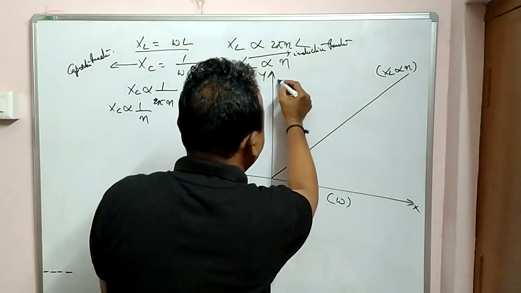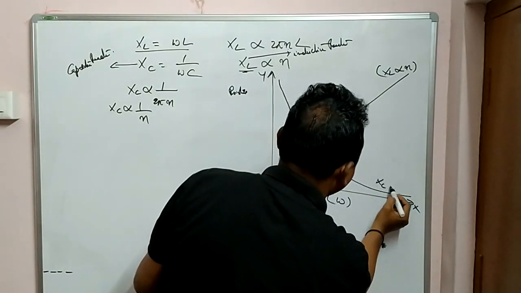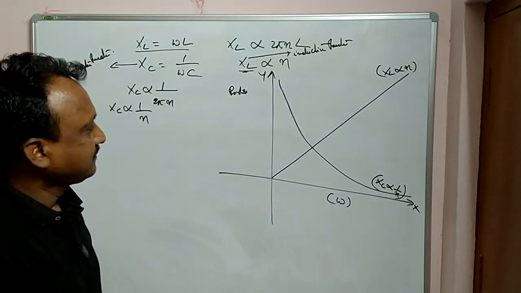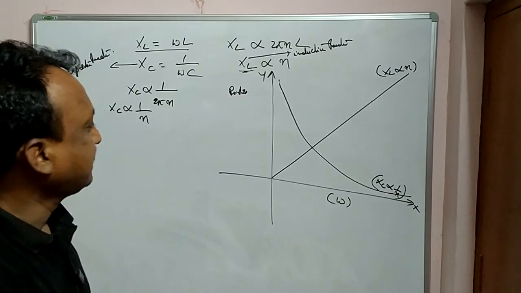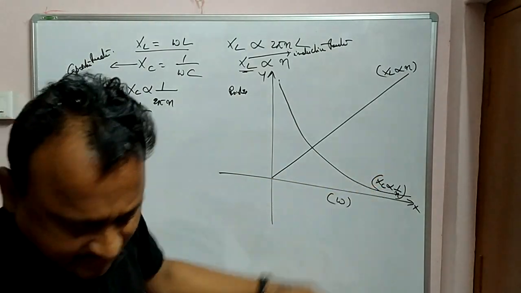So how will its graph look? So here you can see XC is inversely proportional to frequency. This is the directly proportional inductive reactance. Capacitive reactance is inversely proportional to frequency. Okay, clear?